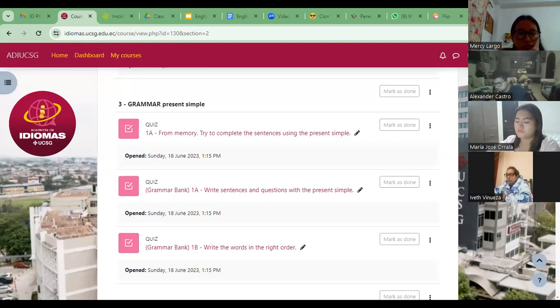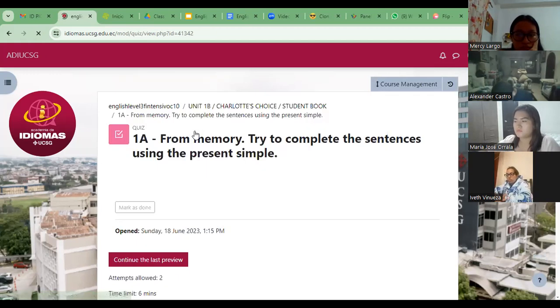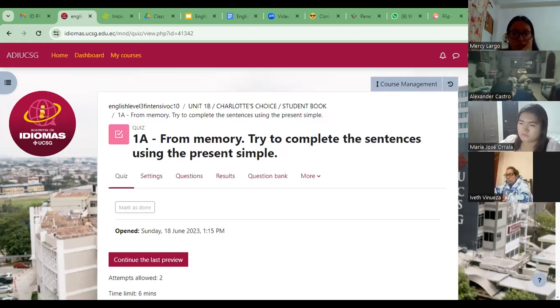Entonces las destrezas se van categorizando y se van haciendo a través de prácticas. So this is how we're going to learn. So the more we practice, the more we learn, right? So that's why there's a lot of different practices. So now let's go to the grammar section. Okay. Now this is going to be about present simple.